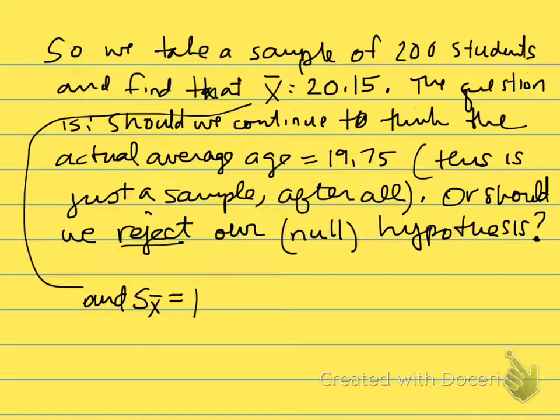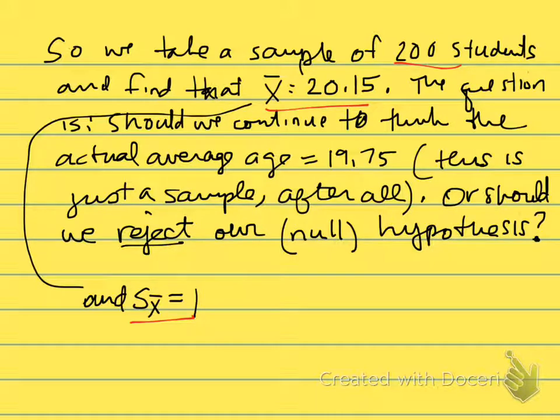to test our hypothesis that the average age is 19.75. So we take a sample, let's say, of 200 students, and we find that the mean for those 200 students is 20.15. So the mean is not 19.75. It's a little higher. And we also find, we're going to use this in a minute, that the standard deviation of the sample is just 1, to make it real easy to do calculations. We'll just say the standard deviation is 1.